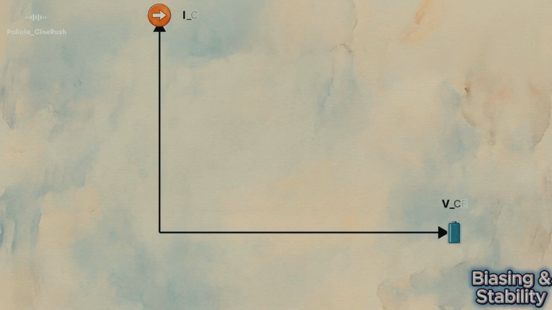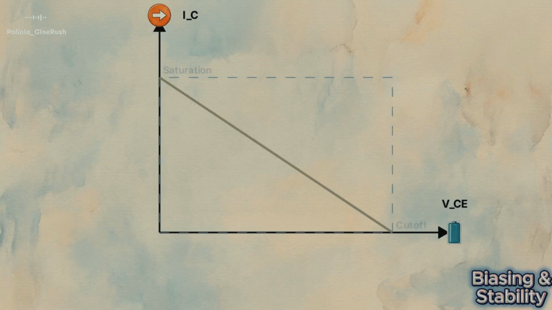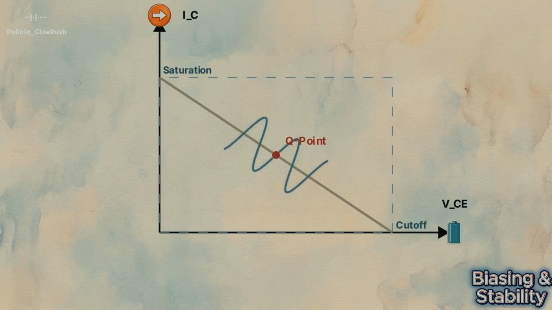This graph maps the collector current on the y-axis against the collector emitter voltage on the x-axis. The straight diagonal line represents the DC load line, which defines the transistor's safe operating limits, and the dot perfectly in the center is our anchored Q point. When an incoming AC signal is introduced, it rides on top of this established Q point. Because the Q point is centered, the signal has maximum room to swing up and down along the load line, producing a clean, linear amplification.